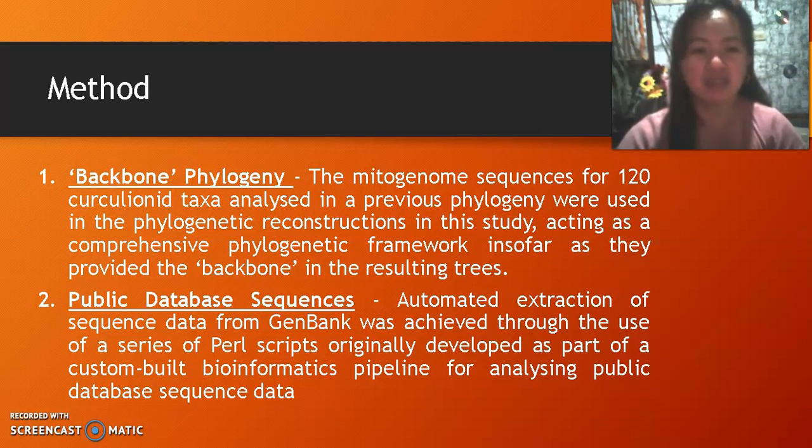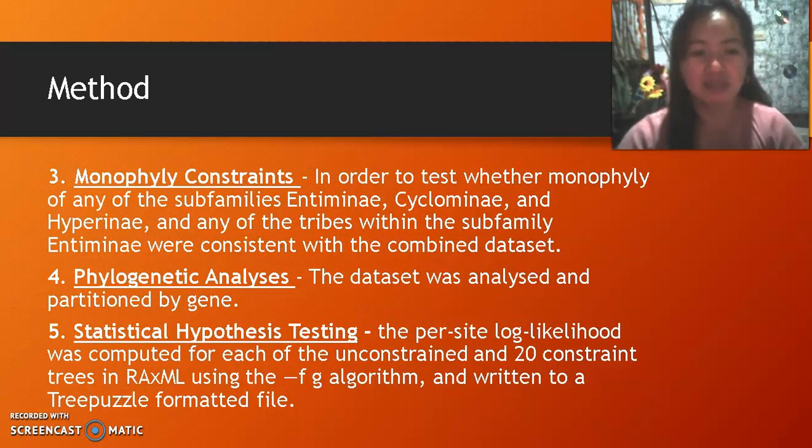The second method is public database sequences. Automated extraction of sequence data from GenBank was achieved through the use of a series of Perl scripts originally developed as part of a custom-built bioinformatics pipeline for analyzing public database sequence data. Third is monophyly constraints. In order to test whether monophyly of any of the subfamilies Entiminae, Cyclominae, and Hyperinae, and any of the tribes within the subfamily Entiminae were consistent with a combined dataset.